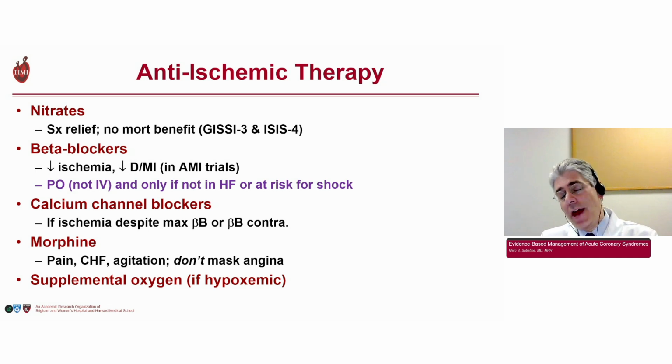Okay, so let's say, though, now we have in front of us a patient with acute coronary syndrome. How are we going to treat them? On just one slide, I'll summarize what has remained fairly standard over many years, anti-ischemic therapy, the cornerstones of which are nitrates and beta blockers. The only thing to know for beta blockers, which I've highlighted in purple there, is that they're to be given PO, not IV, and only if the patient's not in heart failure, nor should they be at risk for shock. And so this is something to keep in mind.